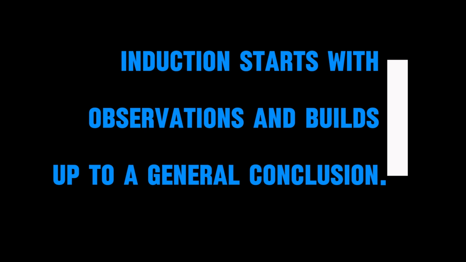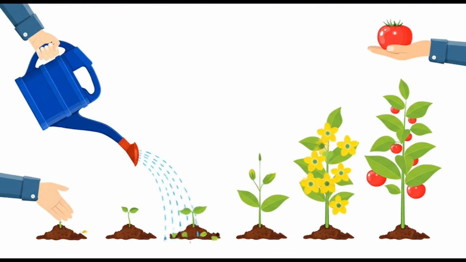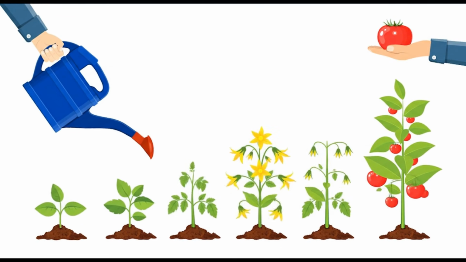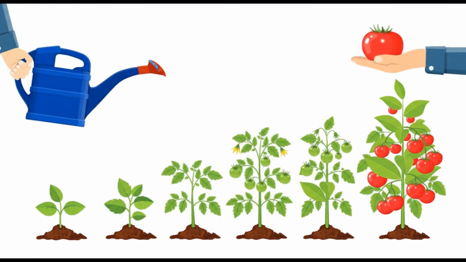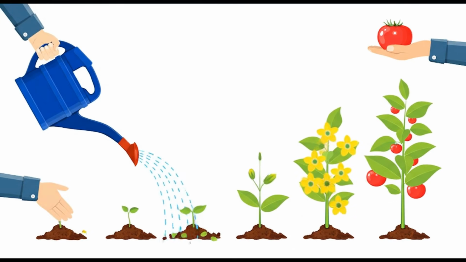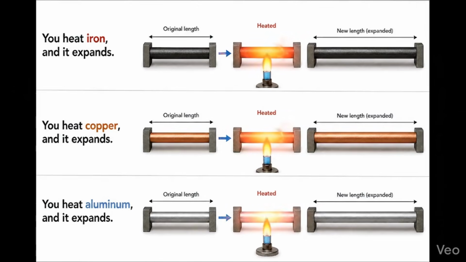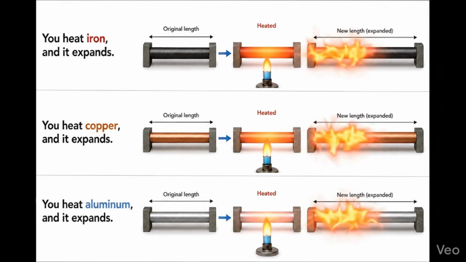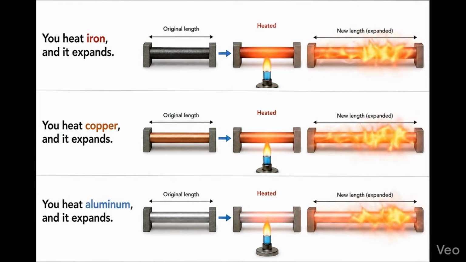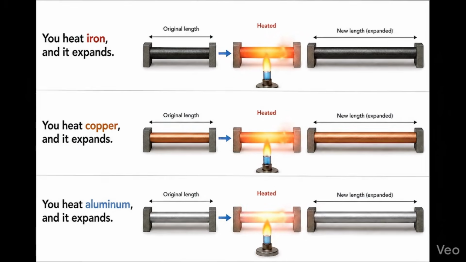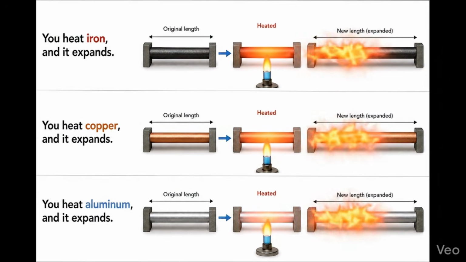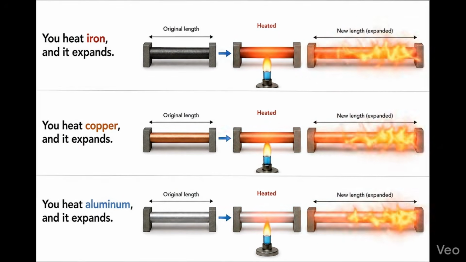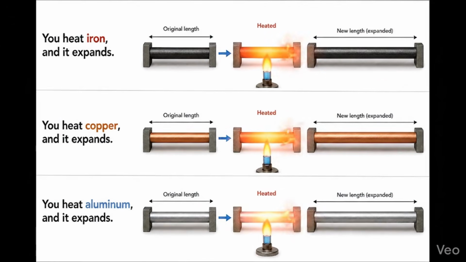Example 1. You water 3 different plants every day. All of them grow well. You conclude, water helps plants grow. Example 2. You heat iron and it expands. You heat copper and it expands. You heat aluminum and it expands. From these repeated observations, you conclude all metals expand when heated. So, induction is like spotting a pattern from many cases and forming a rule.